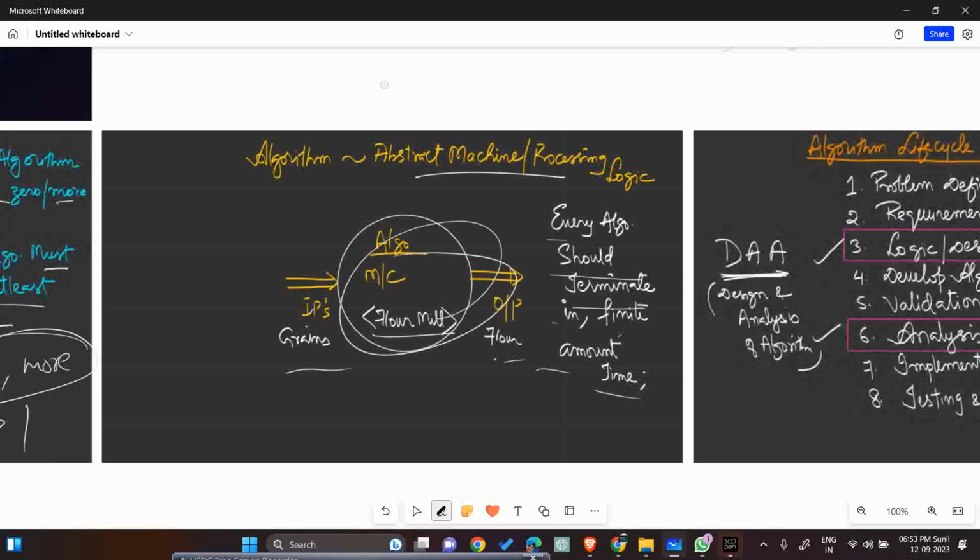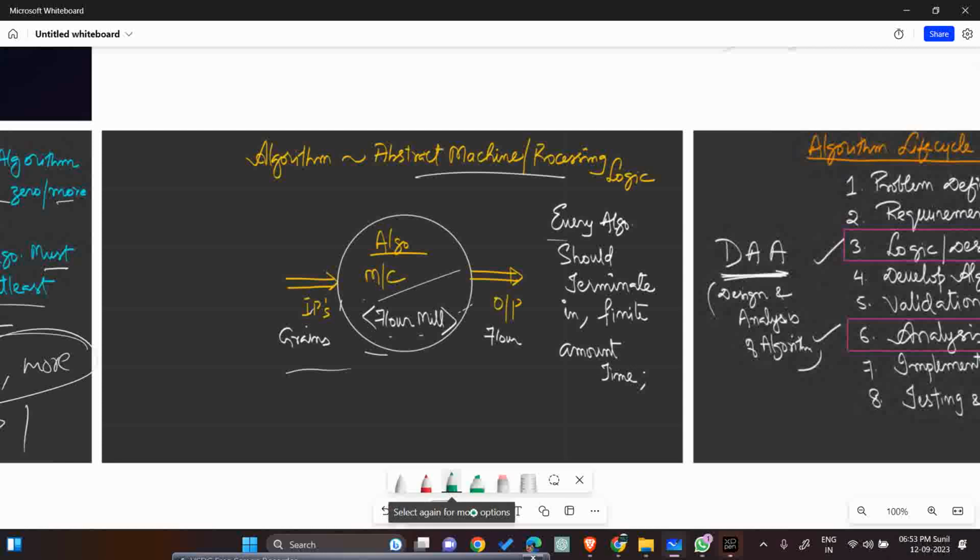Every algorithm should terminate in a finite amount of time. Right? So this is also a concern for developers. Every algorithm should terminate in a finite amount of time. Alright, this is also a case.